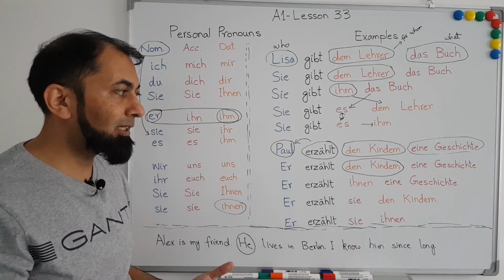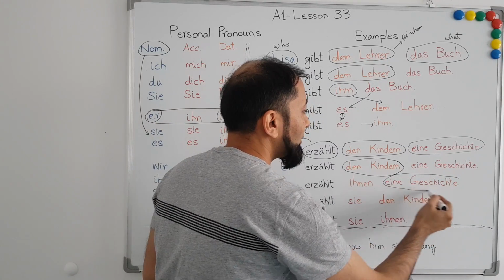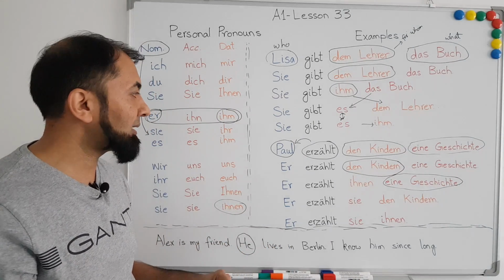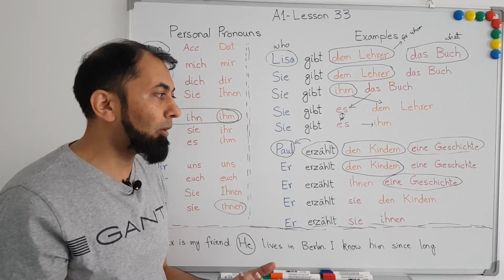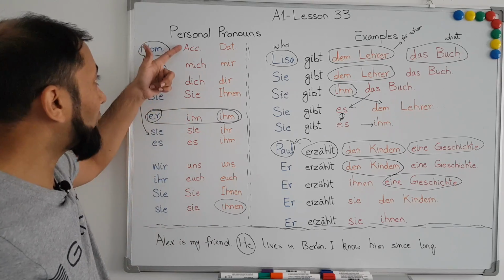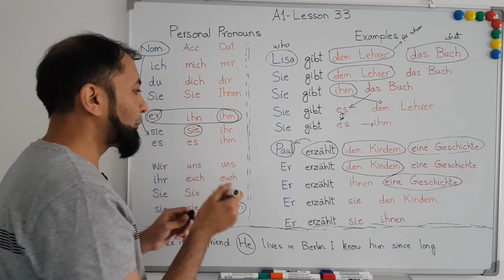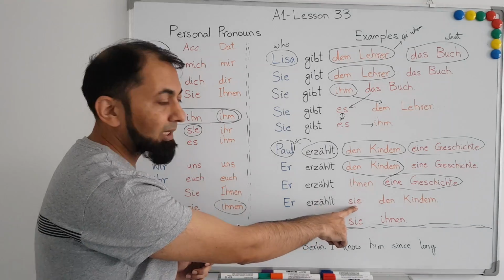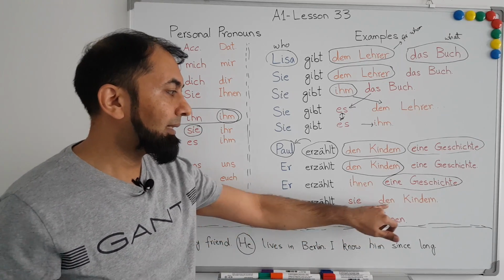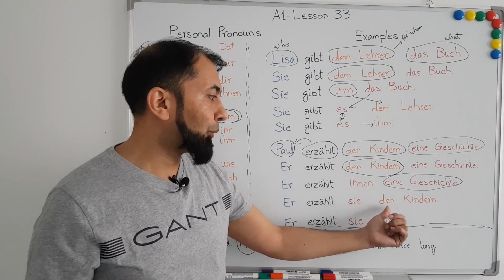Now in the next sentence we use the personal pronoun of the direct object, which is eine Geschichte. Since Geschichte is a feminine noun in the accusative case, we see what the personal pronoun of a feminine noun in the accusative case is. So the personal pronoun for the accusative case for a feminine noun is sie. Therefore we will use sie as a personal pronoun for Geschichte. Er erzählt sie den Kindern. He tells it to the kids.